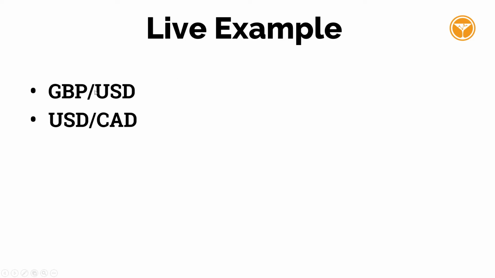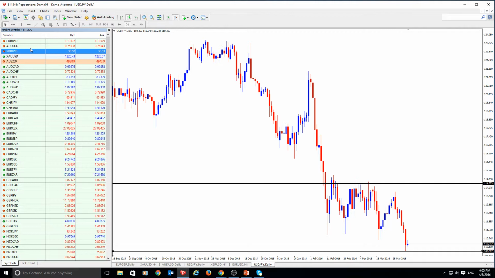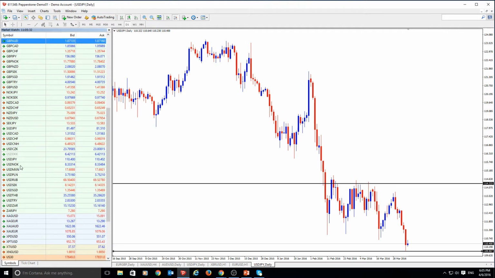So I'd just like to look at a couple of examples of some of these in the live markets. We've got the US dollar Canadian dollar, and the Great British Pound US dollar. So we'll just jump into those. There it is.